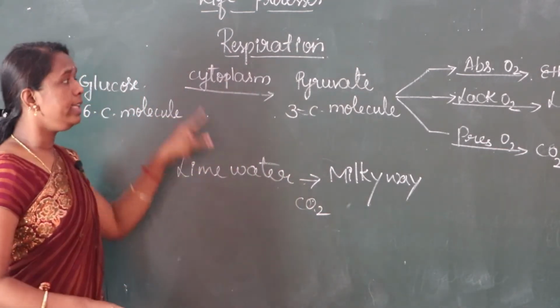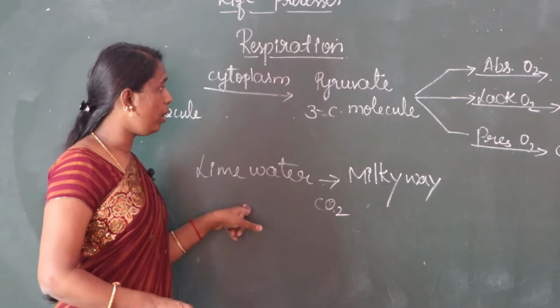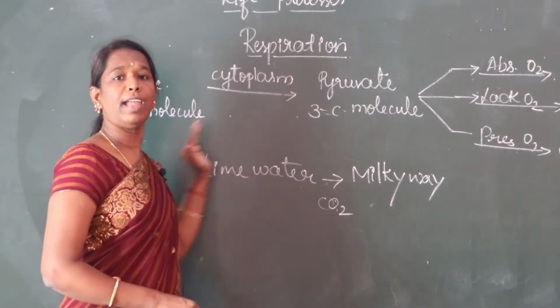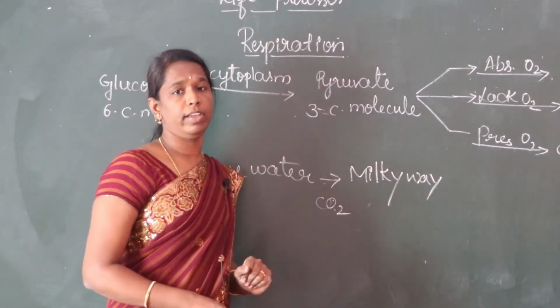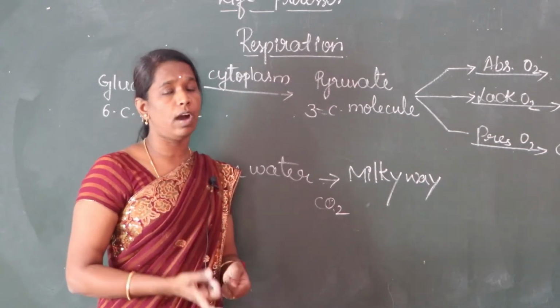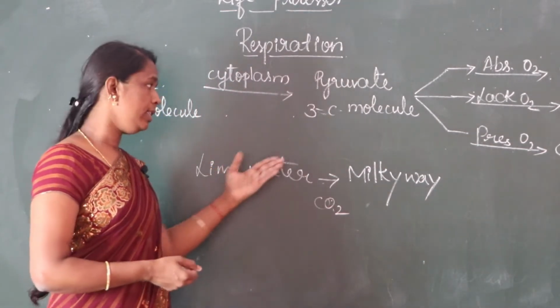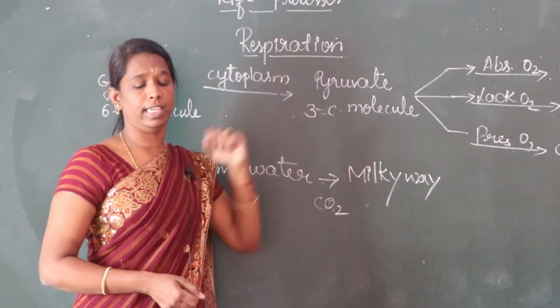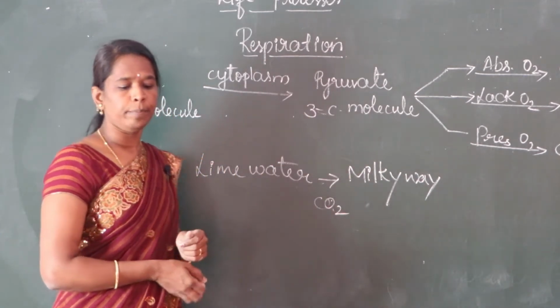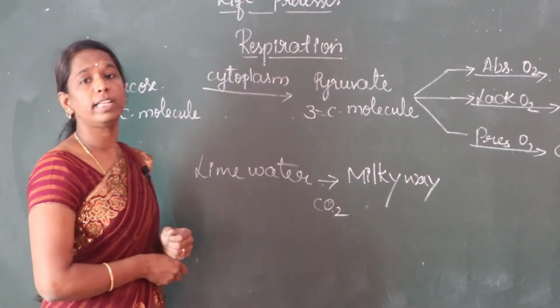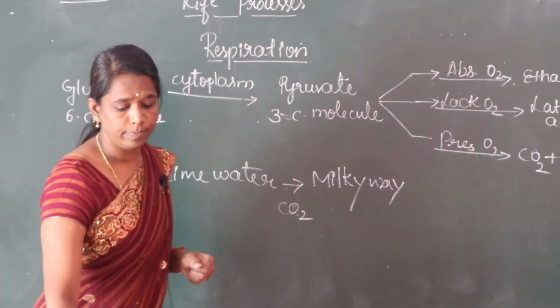See, in this concept we learned about pyruvate molecules and how lime water turns milky. The air we blow is carbon dioxide. That's why the lime water turns milky. It's a simple experiment, and now let us discuss the respiratory system in human beings.